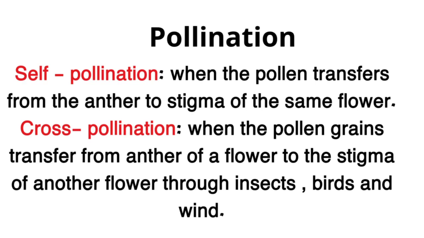Cross-pollination, cross, it means it moves. So the pollen grain transfers from the anther of a flower to the stigma of another flower. So how? Through insects, birds, and wind.